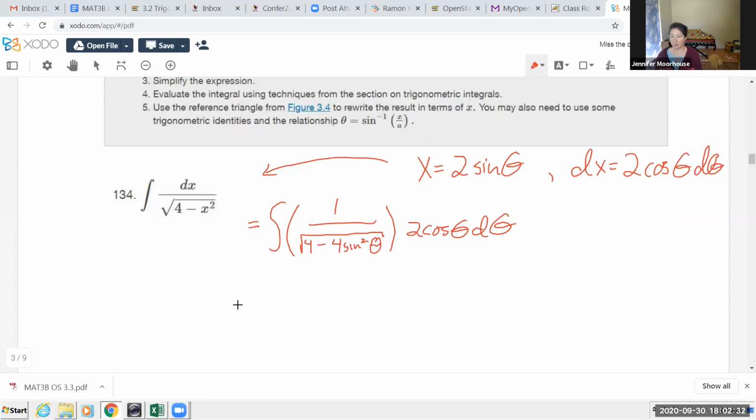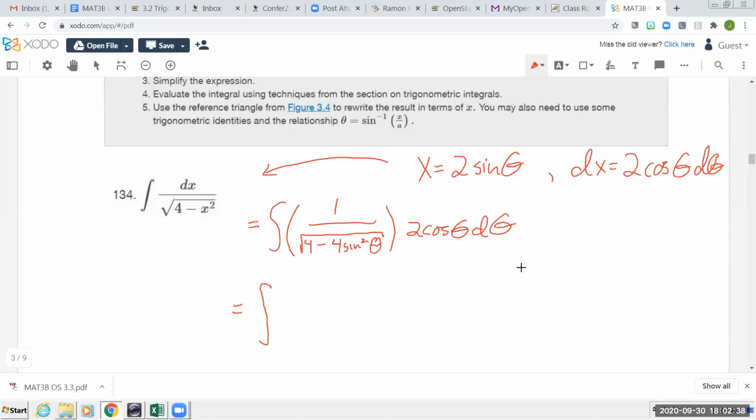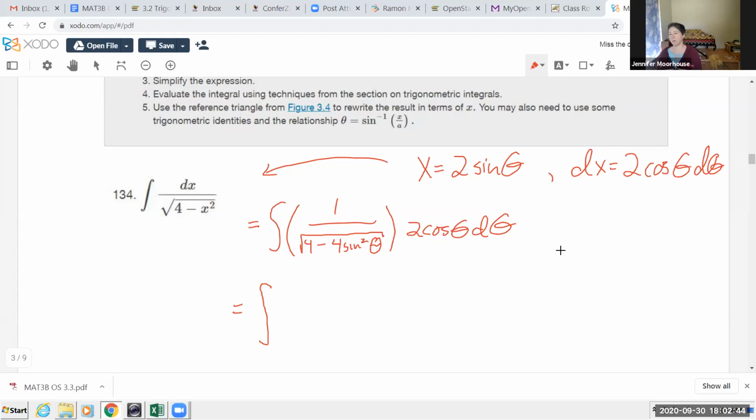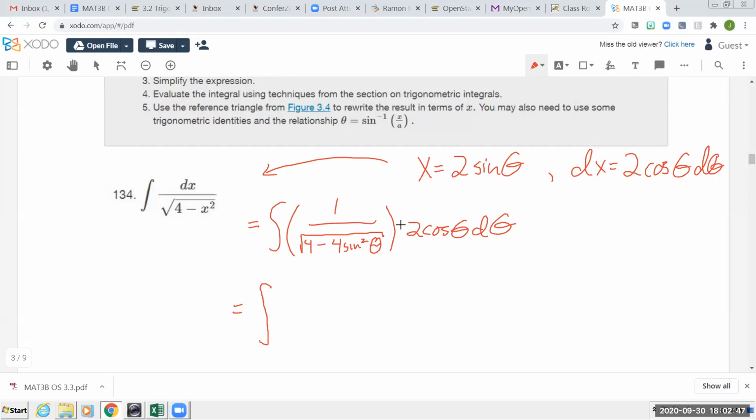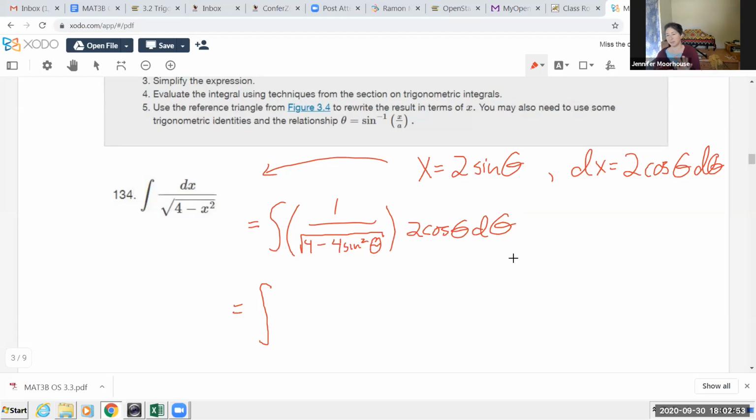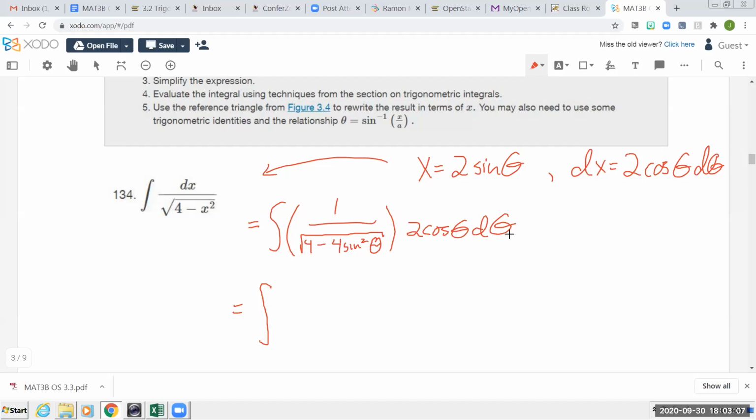Okay. So just to be clear, you didn't really move the dx outside of the integral. It's still inside the integral. It's just not in the fraction anymore, but it's still being integrated. So you didn't take it outside of the integral. Yes. So now what are we going to do with that square root of 4 minus 4 sine squared theta?